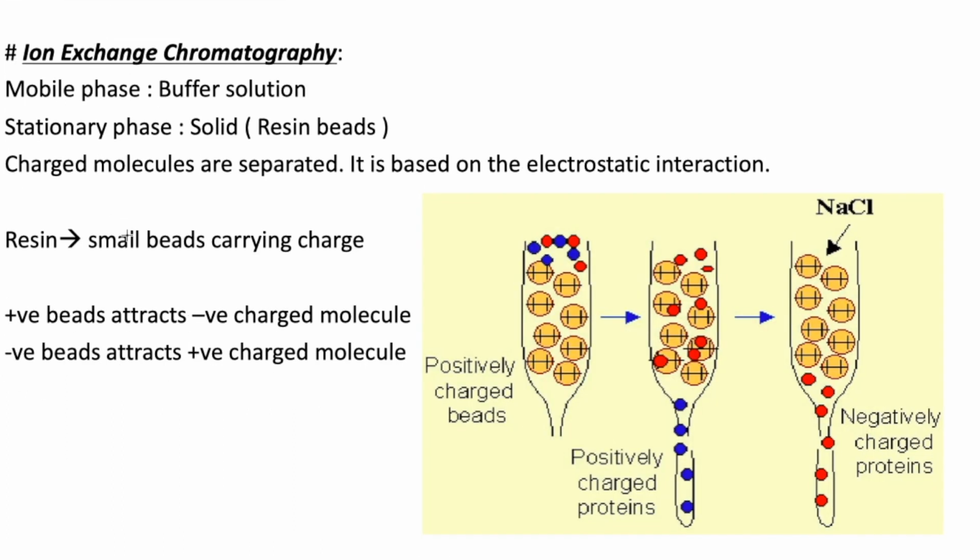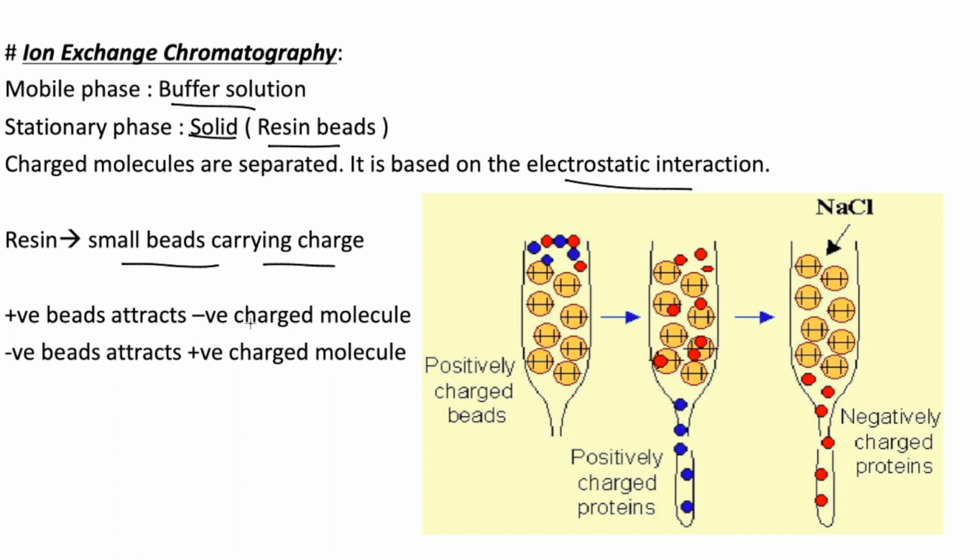This is ion exchange chromatography. I hope you all have heard about ion exchange chromatography. It's one of the topics which you study in your lanthanides and actinides as well. Here the mobile phase is a buffer solution, the stationary phase is solid, generally resin beads, and charged molecules are separated, based on electrostatic interaction. Resins are small beads carrying a charge.